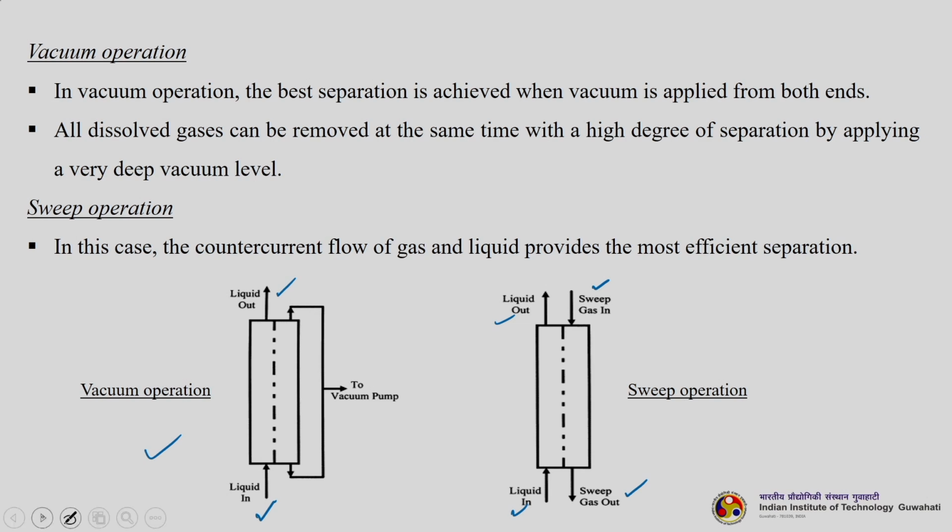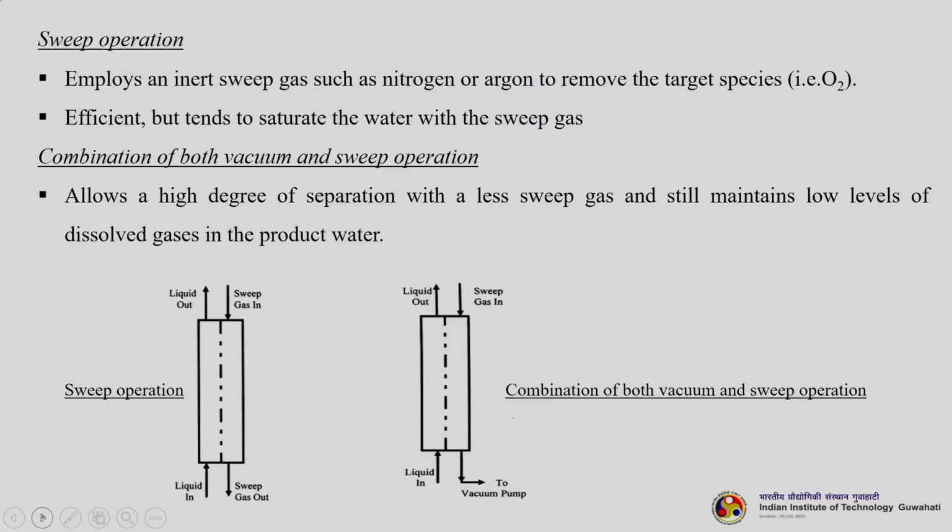During the sweep gas operation, it employs an inert sweep gas such as nitrogen or argon to remove the target species. Here the target species is oxygen. It is an efficient process, but tends to saturate the water with sweep gas. And then a combination of both vacuum and sweep operation, you can see how it is happening here. Liquid in, liquid out, sweep gas in, and whatever sweep gas is going out is vacuumized. This allows a high degree of separation with less sweep gas and still maintains low levels of dissolved gases in the product water.